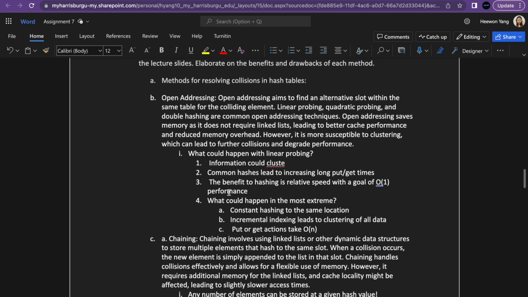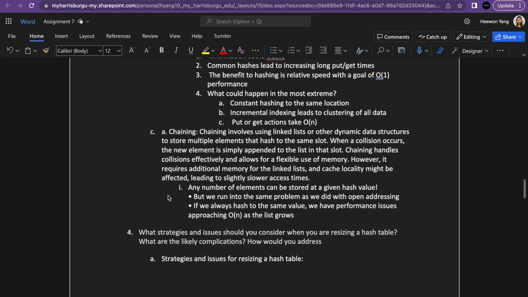And what could happen in the most extreme cases? Constant hashing to the same location, with incremental indexes, leads to clustering of all data. Put or get actions take big O of n. And let's take a look at the second method, which is chaining.